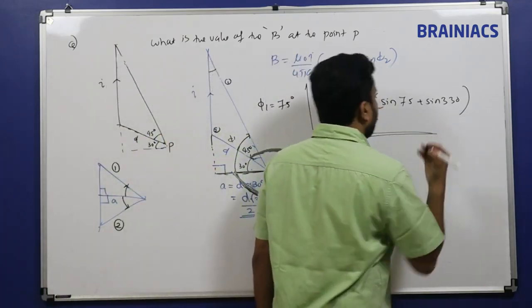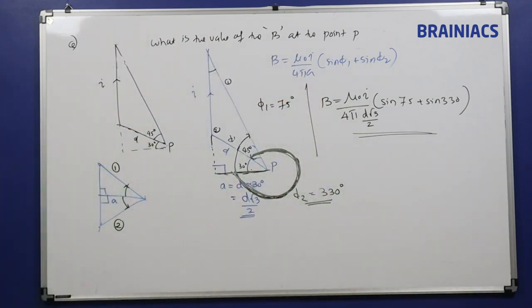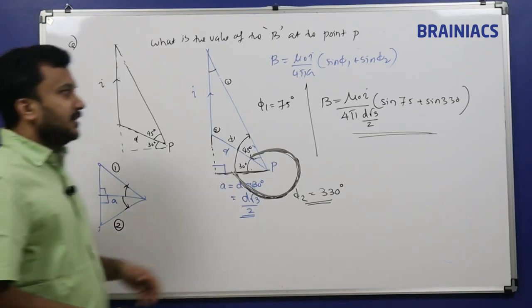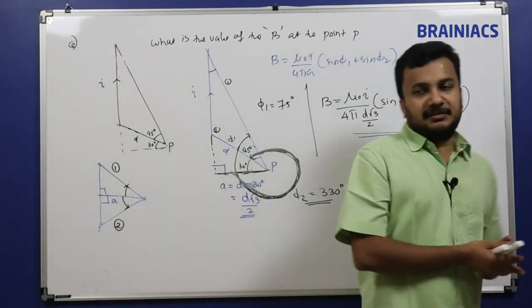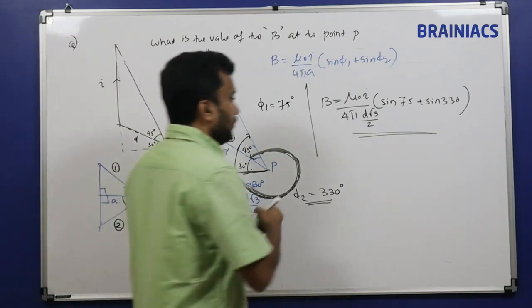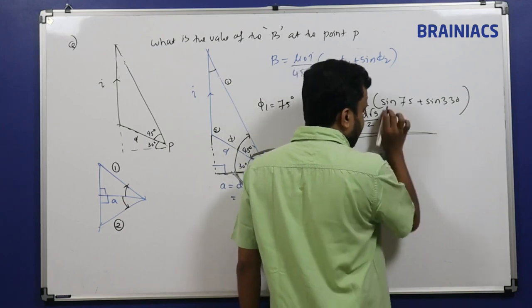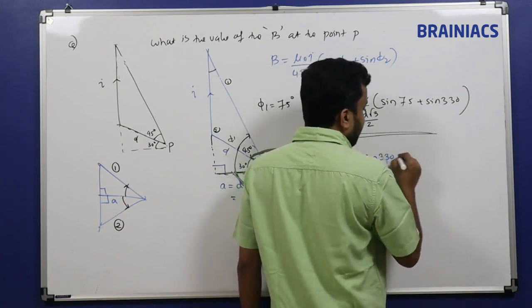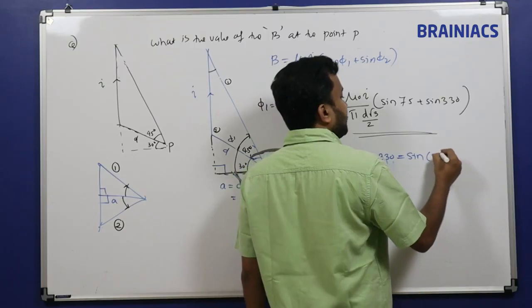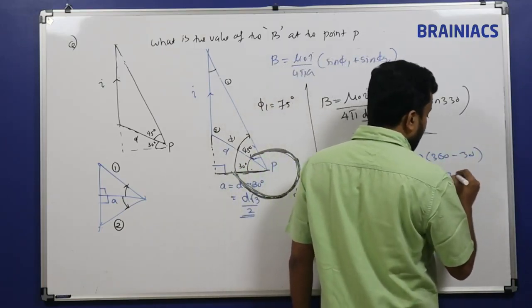That's all. Okay, don't worry. Sine 75, sine 60 plus sine 15, the values will be given to you in the question paper itself. For sine 330, if that is a question, you can write it as sine of 360 minus 30. Sine 330 is equal to sine of 360 minus 30. What will come? Minus sine 30, not plus sine 30.